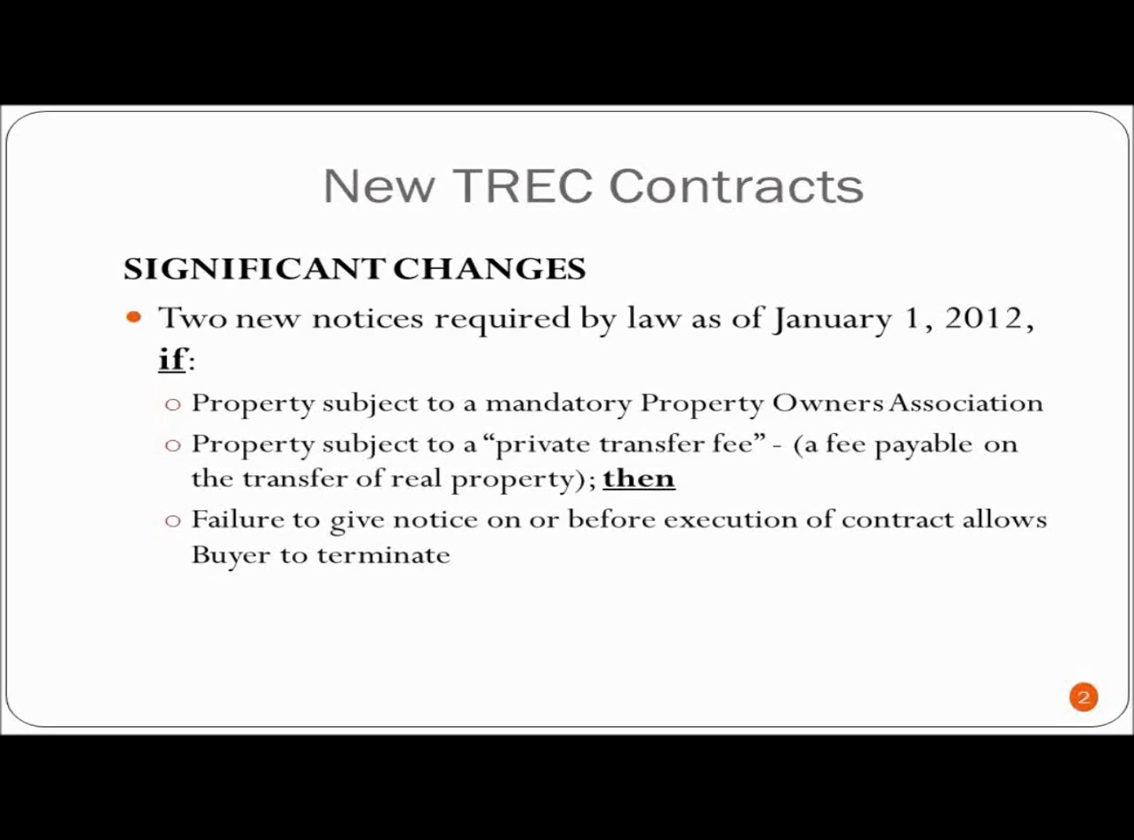Let me explain. If your property, a 1 to 4 family residential property, an unimproved contract, a new home incomplete construction, or new home complete construction, is subject to a mandatory property owners association, there is a new notice that is required by law. This notice must be given by a seller to a purchaser on or before execution of the contract, and if not given on or before the execution of the contract, then the buyer has the right to terminate for any reason.